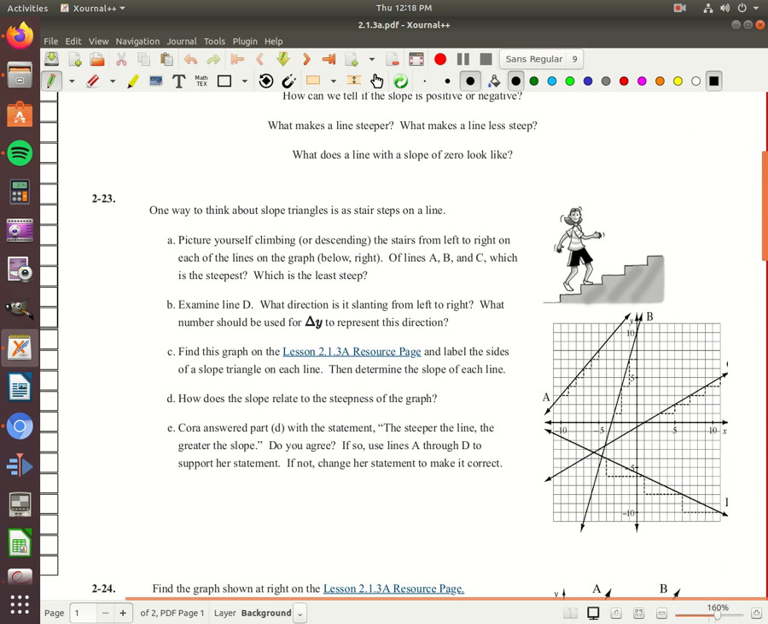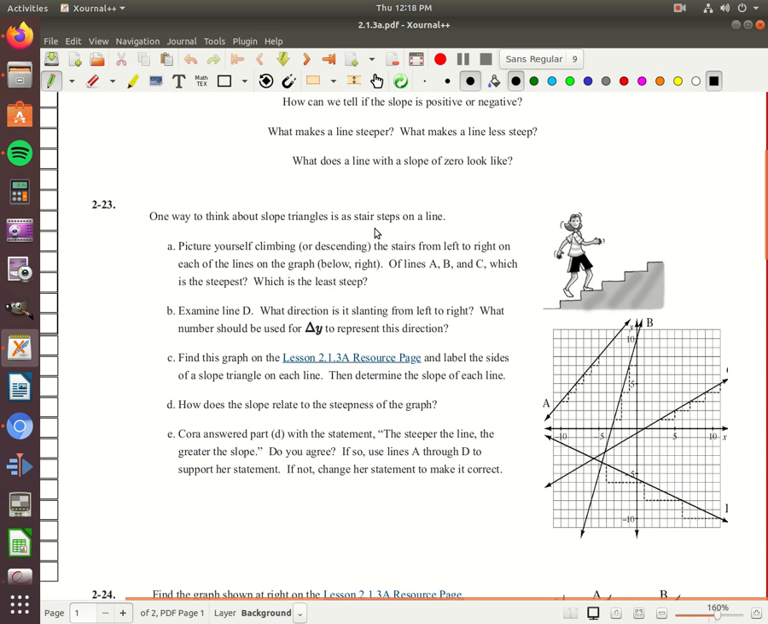One way to think about slope triangles is as stair steps on a line. Picture yourself climbing or descending the stairs from left to right. We talked about that in the last video. That's a big one. In America, we read left to right. It's always going to be easier to tell if it's positive or negative if you go left to right.